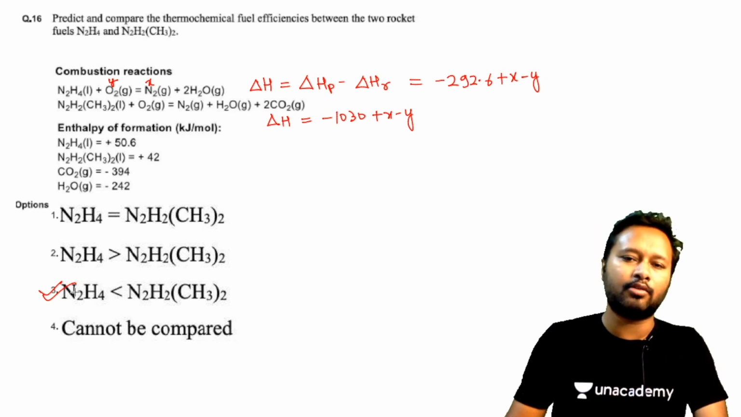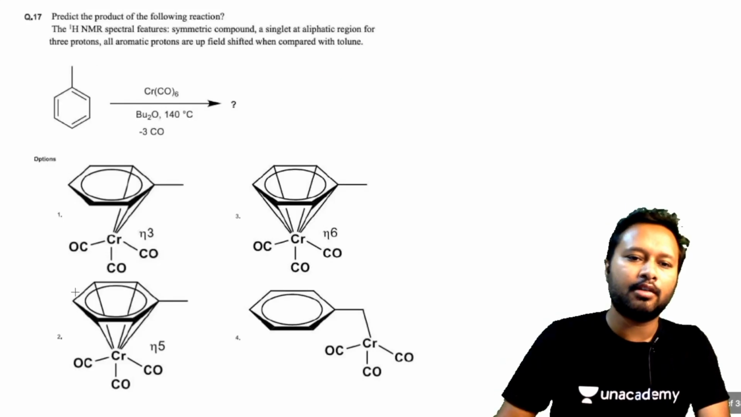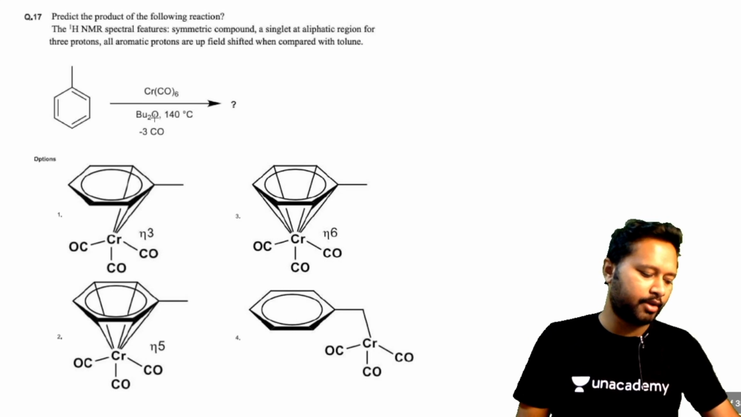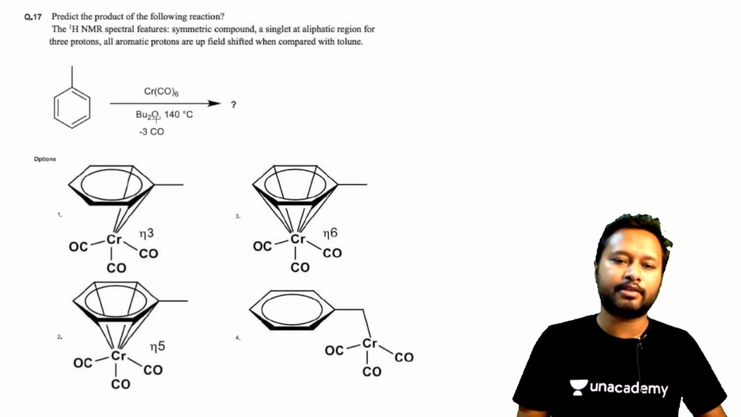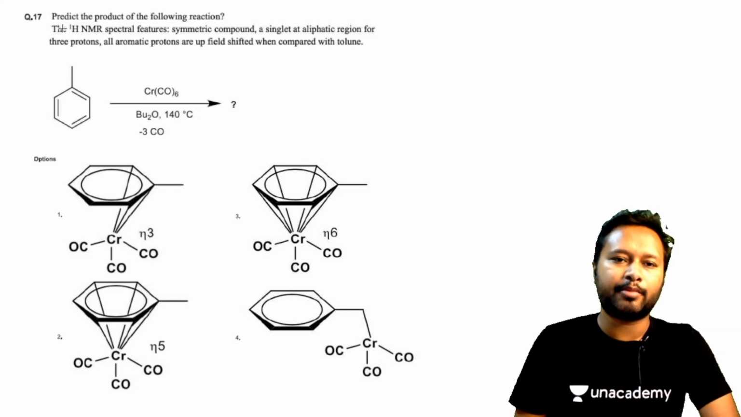So that is how you can do. Okay, the next question is from inorganic chemistry, and that's from your organometallic compounds. It says predict the product in the following reaction. The proton NMR spectral features: symmetric compound. So the compound is symmetric, a singlet in the aliphatic region for 3 protons.